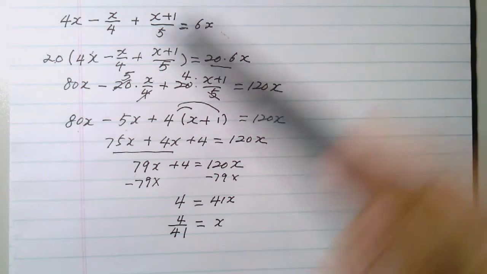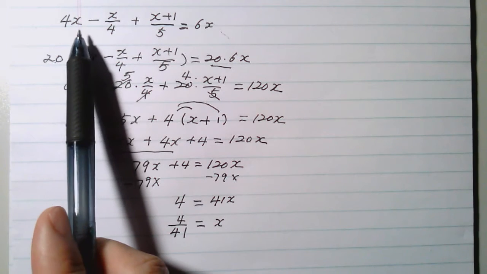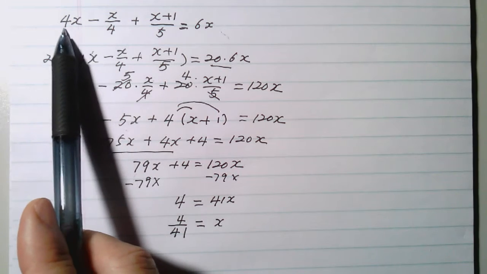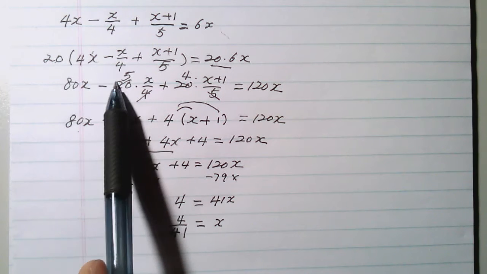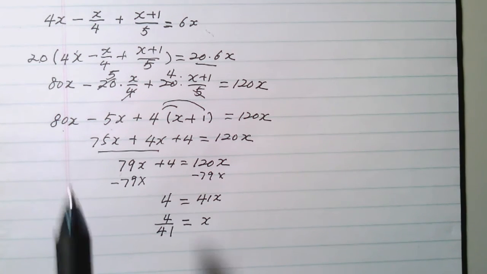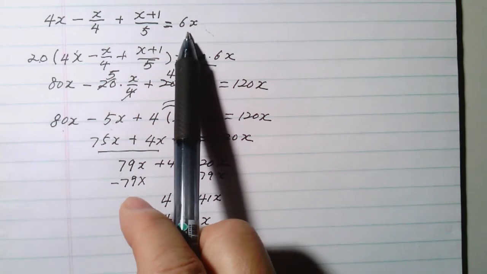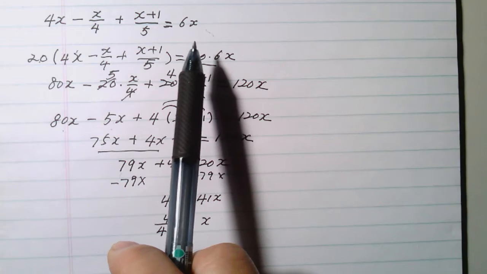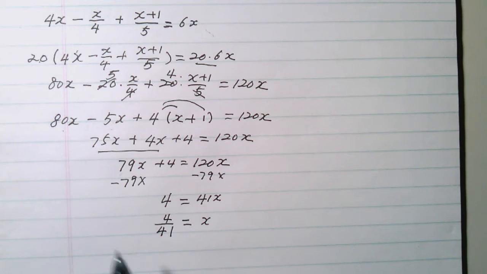But when you multiply an equation by a number, you can't just multiply one term. You have to multiply the whole thing. That's the reason you should multiply every term by 20. This is a very common mistake: people think I don't need to multiply 20 to this term because there's no fraction. No, you have to. Otherwise, you're going to change the equation, and if you change the equation, definitely the solution is not the same as before. That's how we solve an equation like this.